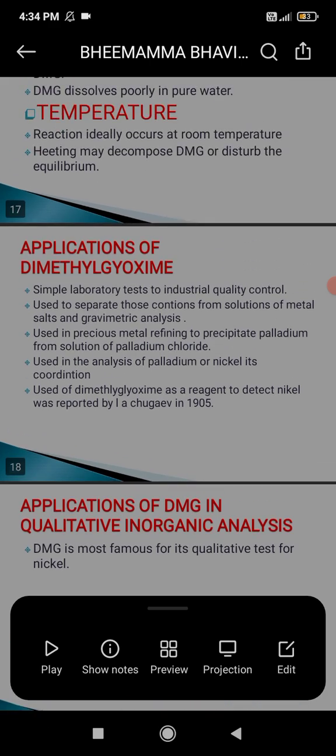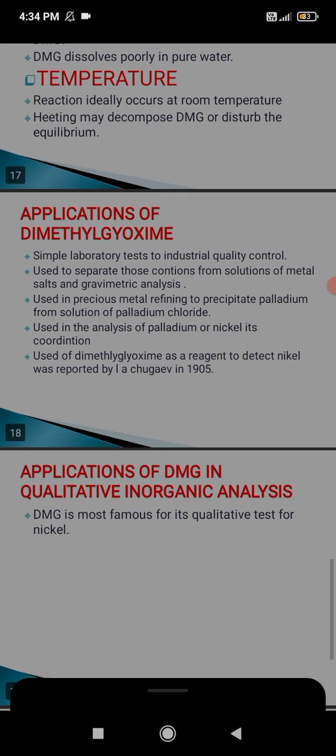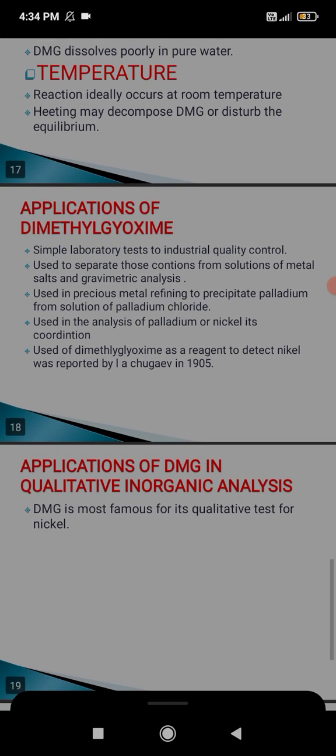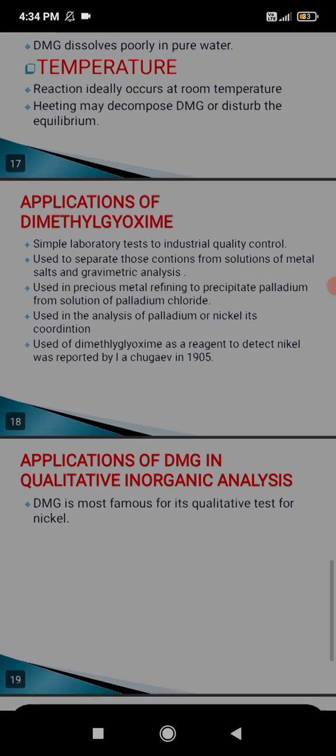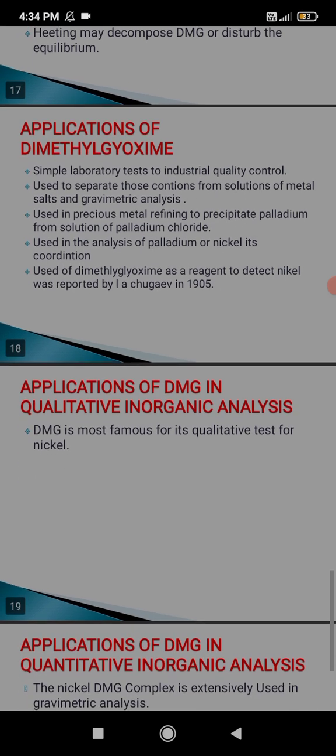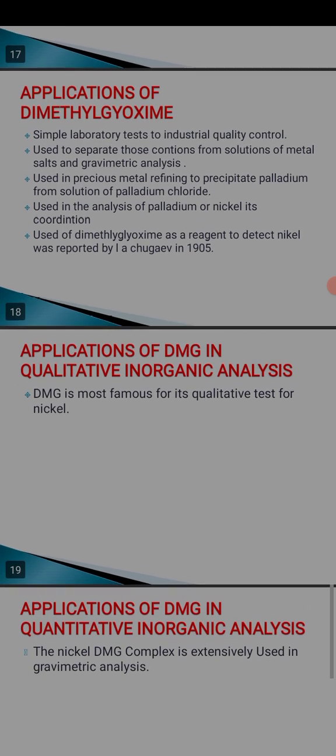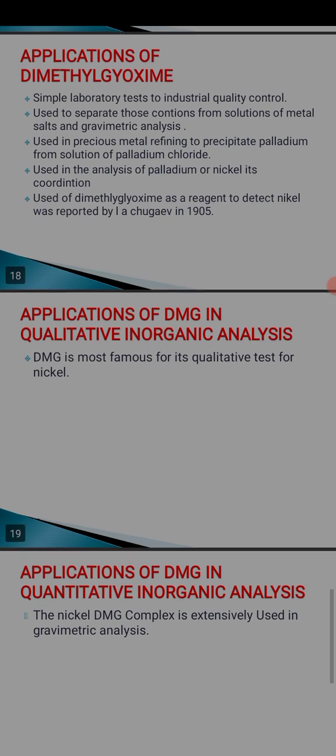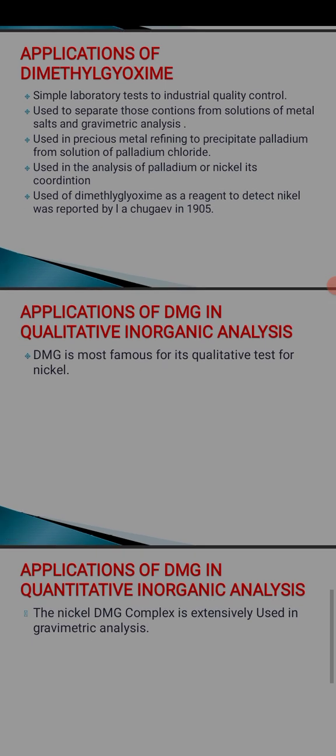Temperature: the reaction ideally occurs at room temperature. Heating may decompose DMG or disturb the equilibrium. Applications of DMG, from simple laboratory tests to industrial quality control.